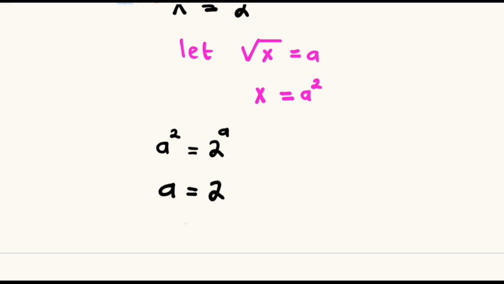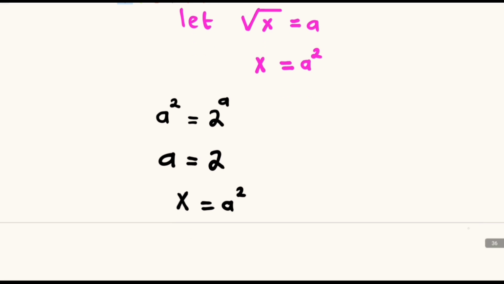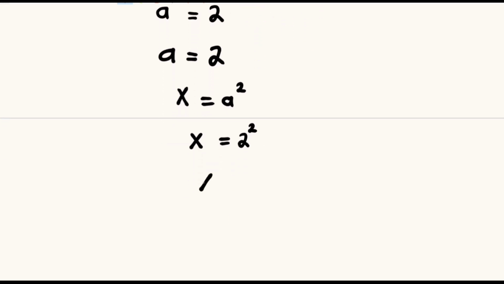But we are not solving for a, we are solving for x. So x is equal to a squared. In the place of the a, we substitute the 2. So our x will equal 2 squared, and 2 squared equals 4.